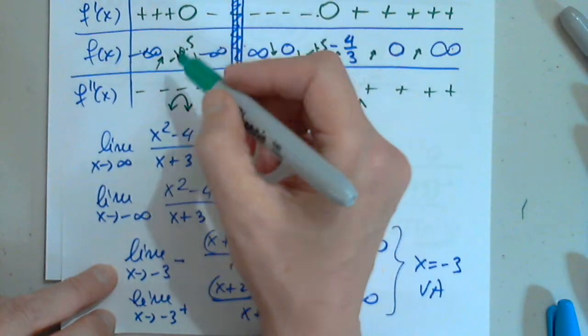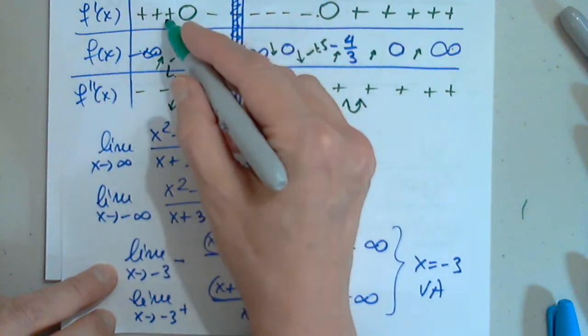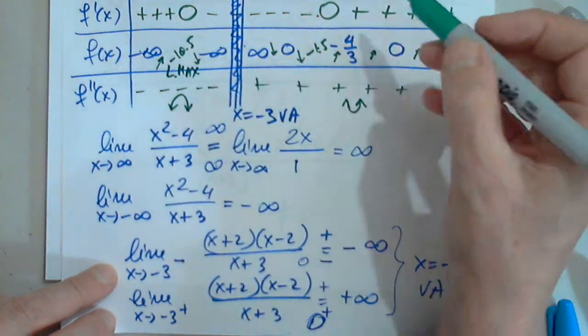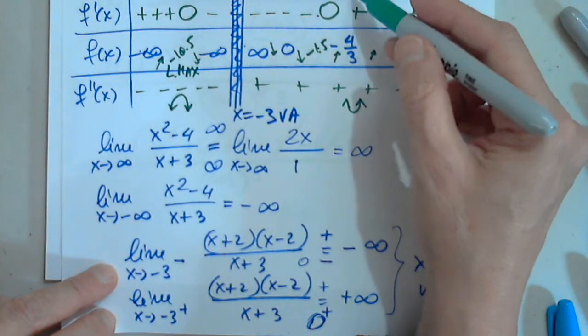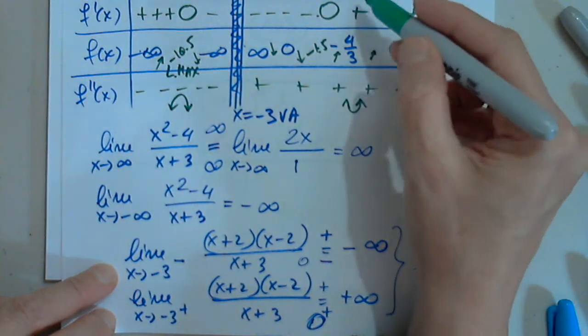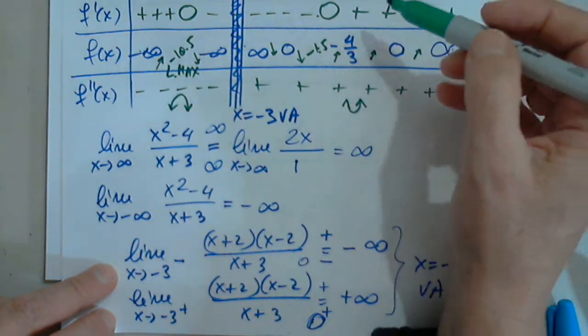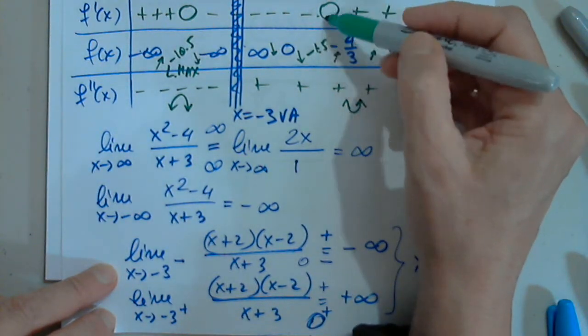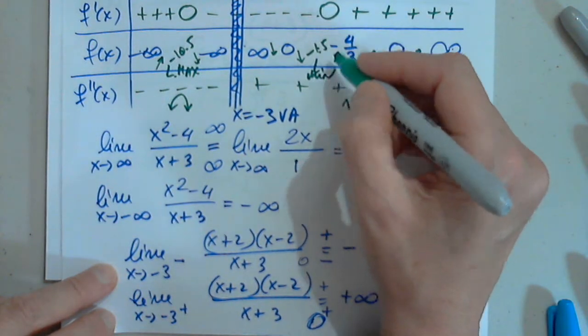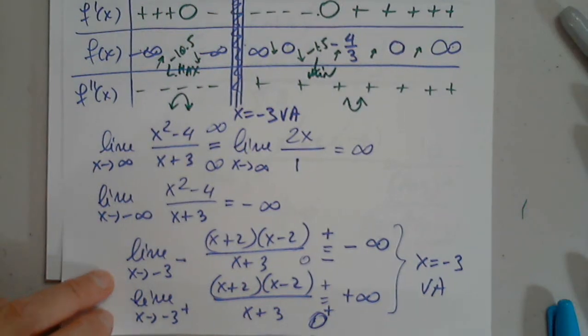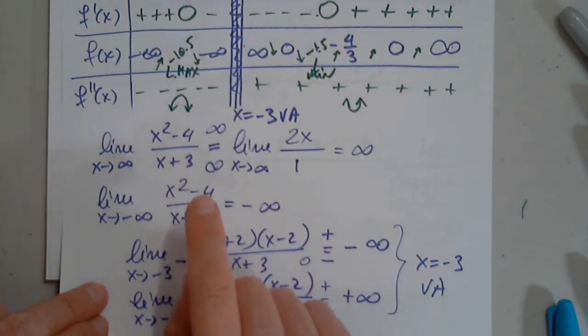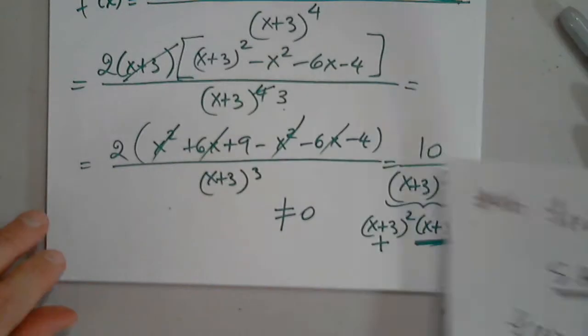So we know that this is, you already told me on the previous problem, local max. You already told me that this is the x-intercept, and this is another x-intercept. No, this is the y-intercept, and this is the local min. Okay. Finally, let's determine the slant asymptote and graph the function.